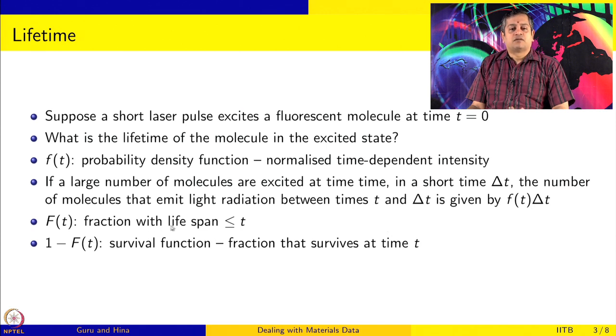Capital F of t, which is the cumulative distribution function of the normalized time dependent intensity, basically gives the fraction with lifespan less than or equal to t, and 1 minus F of t, which is called the survival function, gives the fraction that survives at time t. So, we are saying that at time t equal to 0, we excite a large number of molecules, and by the time you reach time t, what is the fraction which would have come back by emitting light from the excited state, and how many survive in the excited state. This is given by F of t and 1 minus F of t.